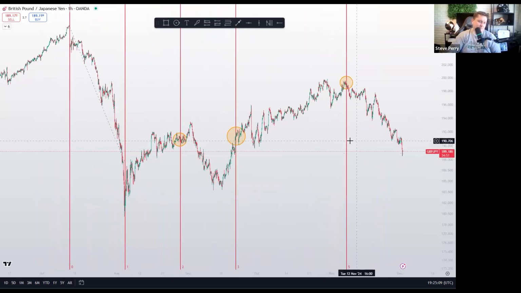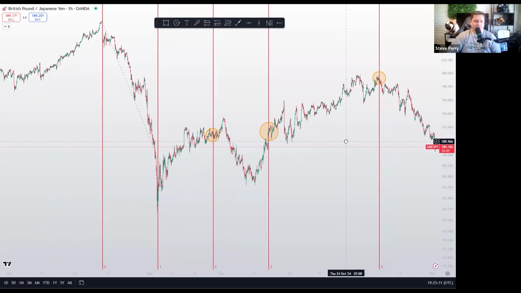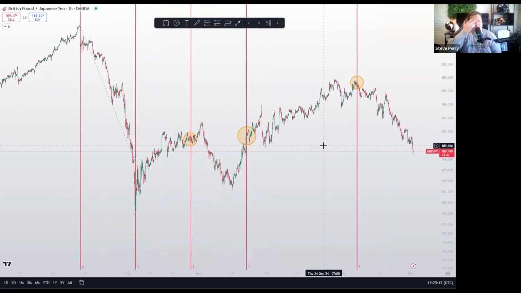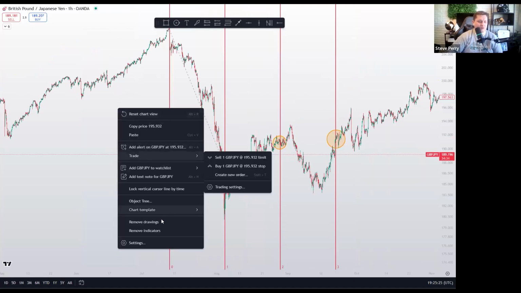Is that the 62% retracement too, or no? No, this is not doing that. Let's see. This would be 23, 38, 50. No, that is the 62. Yeah, so that's the golden spot right there. And sure enough, that worked out great.